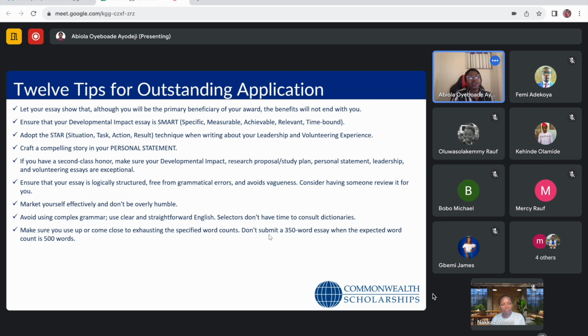If you are really into your application, you will find it difficult to fit your words into that 500 word count they've given, or that 750. So come close to it. If they've said 500, make sure you write something close to above 480. That shows that, yes, this person is really into it. Don't just leave a scanty 150 words.